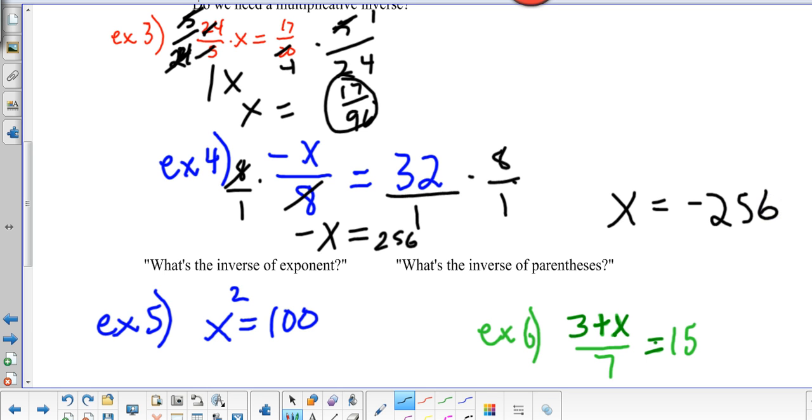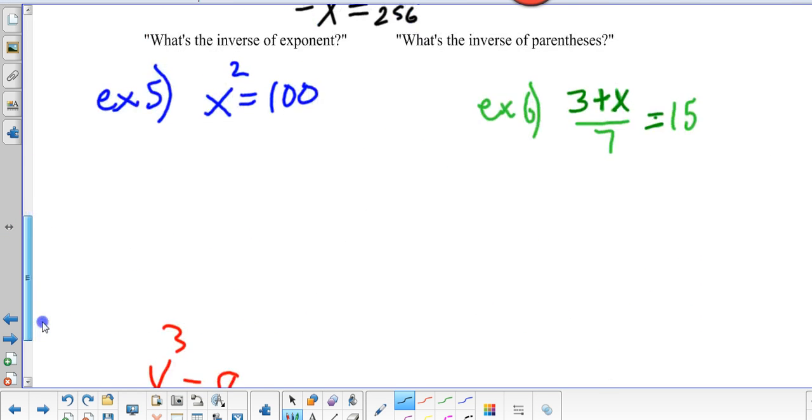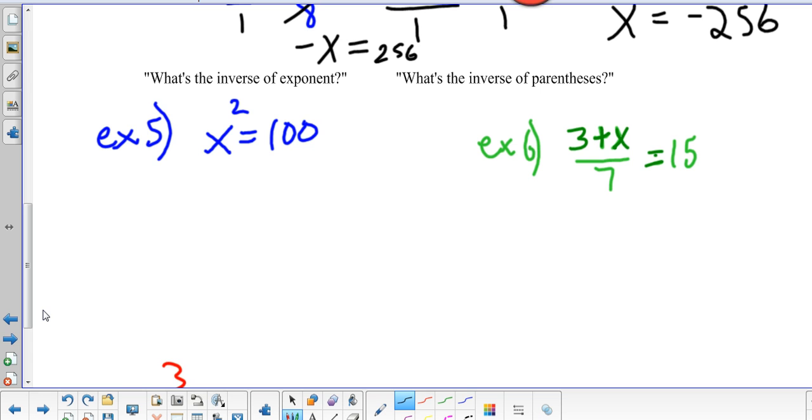What's the inverse of an exponent? Well, the inverse of x squared would be the square root. Okay? So to do the inverse of this, I'm going to square root both sides.